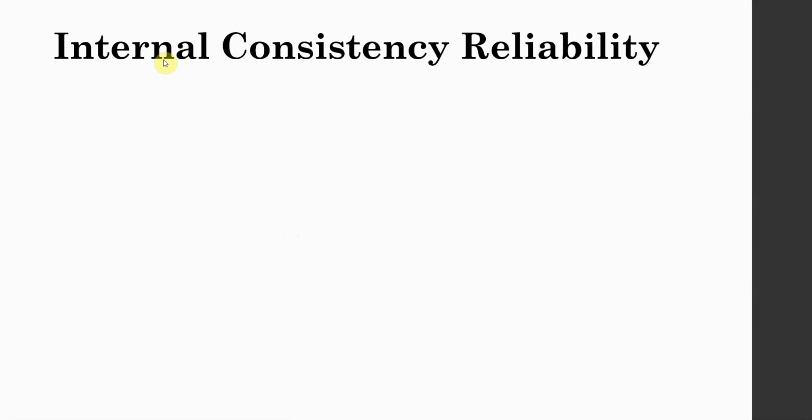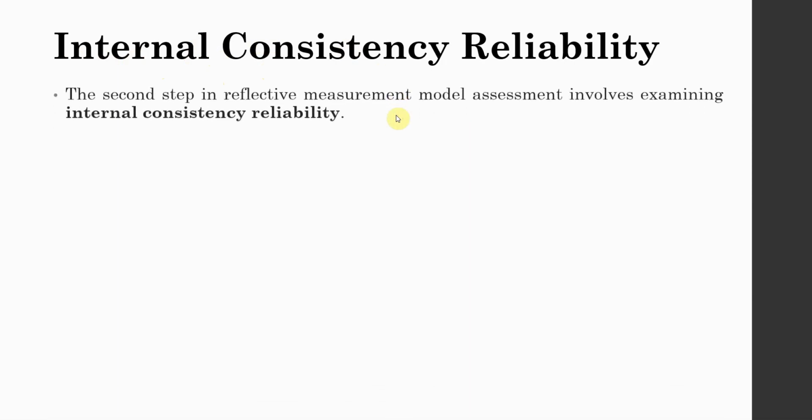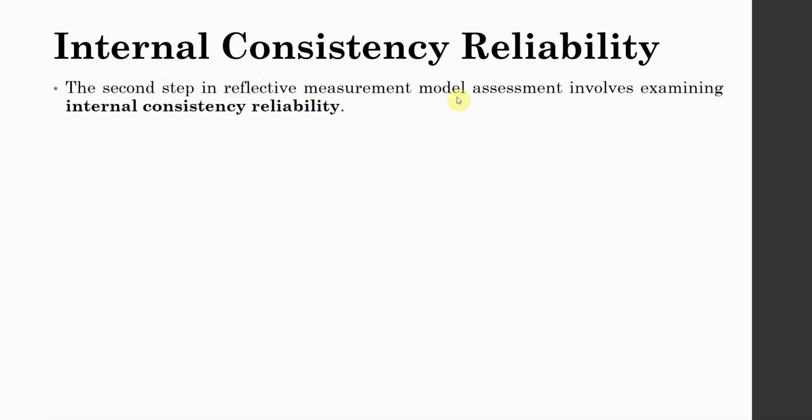Next, we assess internal consistency reliability. Previously we assessed the indicator reliability. In this part of the video, we are going to assess the internal consistency reliability for the construct. The second step in reflective measurement model assessment involves examining internal consistency reliability.